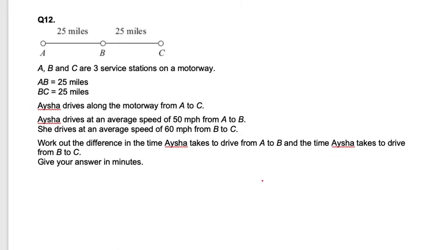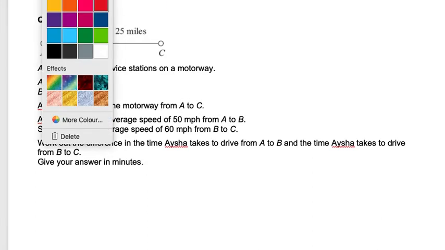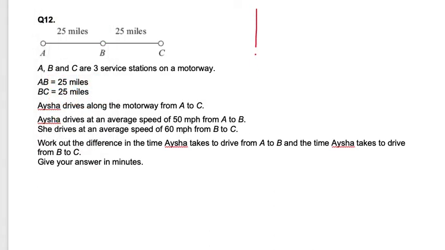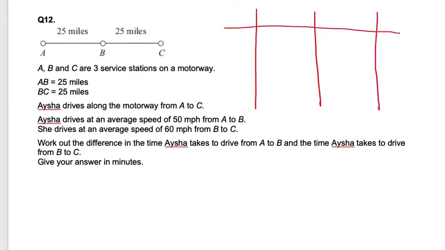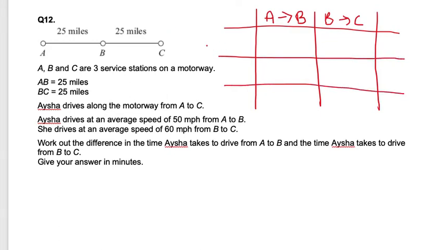Question 12. So I like a table for this. I'm not sure I'm going to be able to get this into here, but let's have a go. So I'm going to draw the table in here. We're going the journey between A and B. We're going the journey between B and C. We've got 3 bits of information: distance, speed and time.